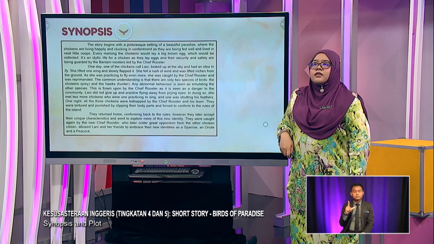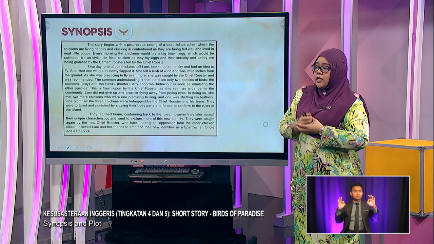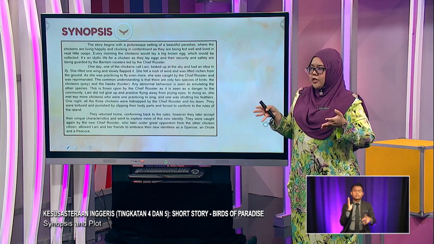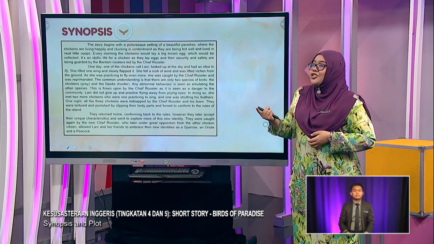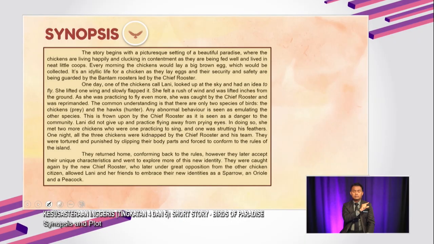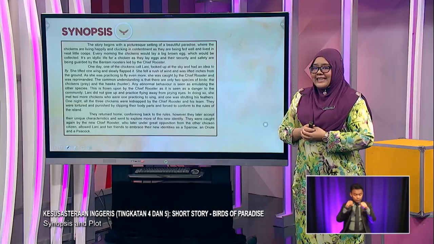Right, so let's talk about the story Birds of Paradise. Just a quick synopsis. What's the story about? The story begins at the setting of a beautiful paradise, which is an island filled with birds. And the birds are only chickens. Their job is to lay eggs every morning. They are being guarded by the head chief rooster and his team of roosters. They handle the security, the ones who guard them, and of course the ones who uphold the law. So one day, there's a chicken called Lani. And Lani was just looking up at the sky and thought, what if I can fly? So, can I fly? Chris, can a chicken fly? No. Okay, maybe a little bit. Maybe, yeah, just a bit. But not soaring up the sky. So, Lani decided to do something completely different.